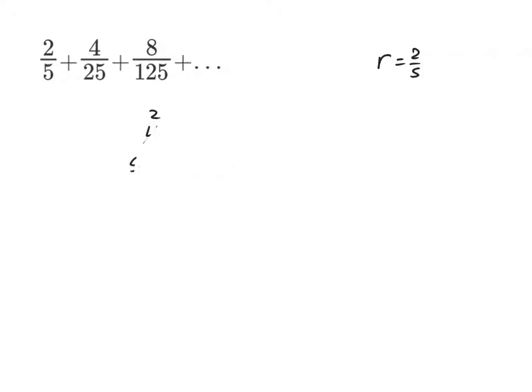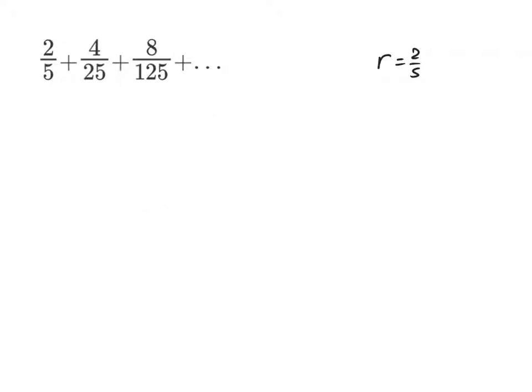Let's double check and make sure it actually is 2/5. If I take 8 over 125 and I divide it by 4 over 25, flip and multiply. 4 divided by 8 is 2. 25 divided by 125 is 5, and I end up getting 2/5 once again. So yes, 2/5 is r.